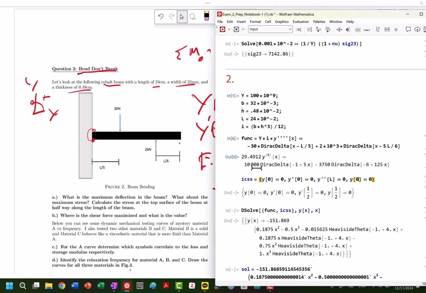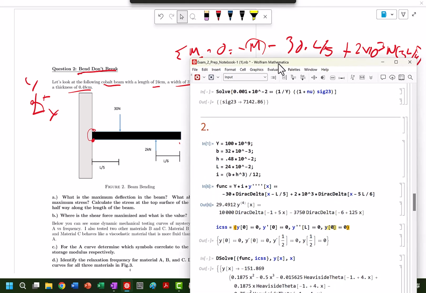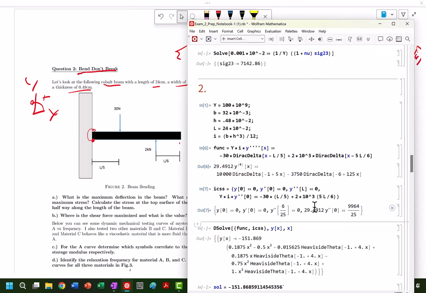And actually, we're going to solve so that our moment will just be equal to that. So at y double prime, Y times I times that, we're going to have that set equal to minus 30 times L divided by 5 plus 2 times 10 to the 3 times 5L divided by 6. And there we go. So we have our value here. We have our boundary conditions. Let's go ahead and get started.